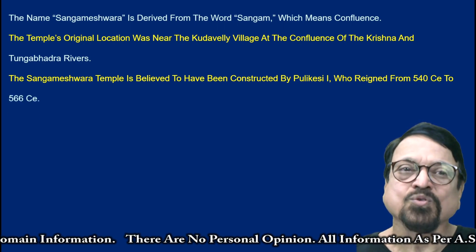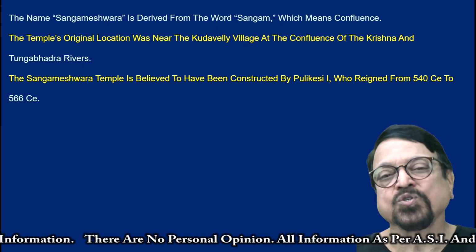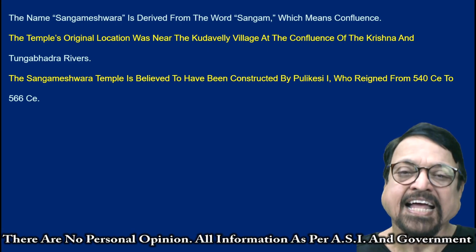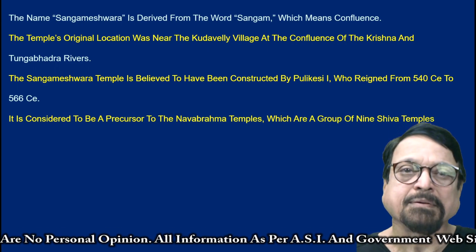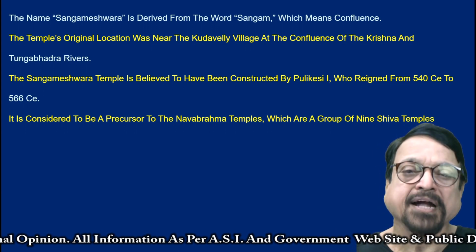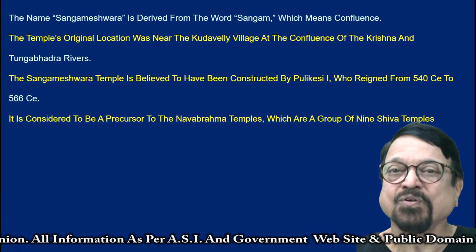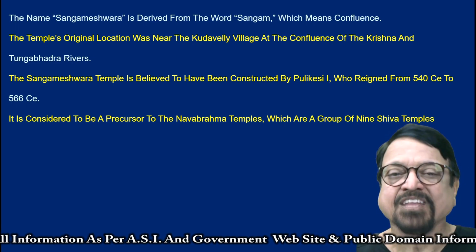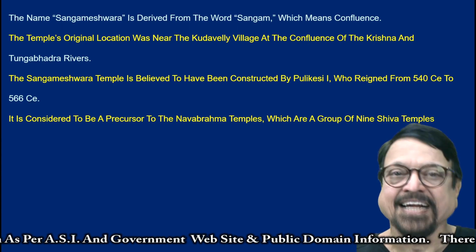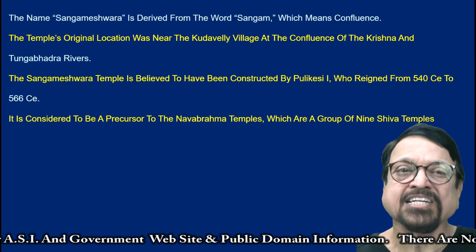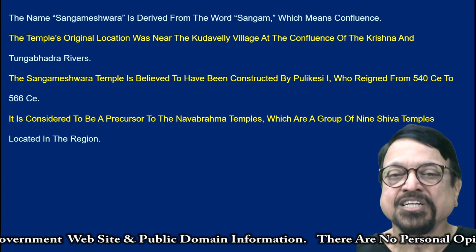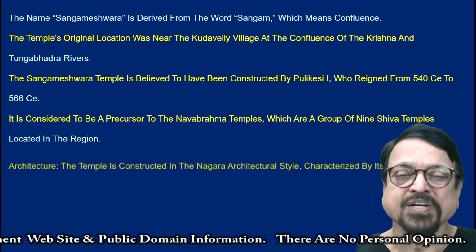The Sangameshwara temple is believed to have been constructed by Pulakeshi. We have seen those who ruled from almost 540, then 570. In that period, they constructed a lot of temples in these 30 years. It is considered to be a precursor to the Navabrahma temples. We are going to have a different video for the Navabrahma temples. It's excellent. Links are given. It is at Alampur, around 2 kilometers from the present site, which is a group of 9 Shiva temples. Though it is called Navabrahma temple, the temples are of Shiva. We are going to have a detailed video, so we will not discuss it over here.